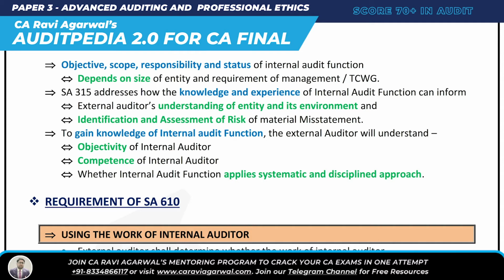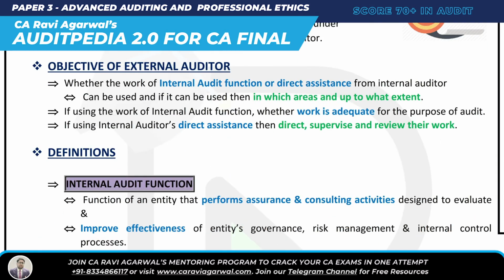You got my point. Second, last, to gain knowledge of the internal audit function, the external auditor has to understand. See, I want to gain the knowledge of the internal audit function. So the external auditor will understand three things simply. They'll check the objectivity of the internal auditor. Understand? Check the objectivity. See the competence of the internal auditor, and then lastly, check whether the internal audit function applies a systematic and disciplined approach. So simple. What are we studying? Can you please tell me? SA 610, using the work of internal auditor. Okay, then the objective. So three simple objectives.